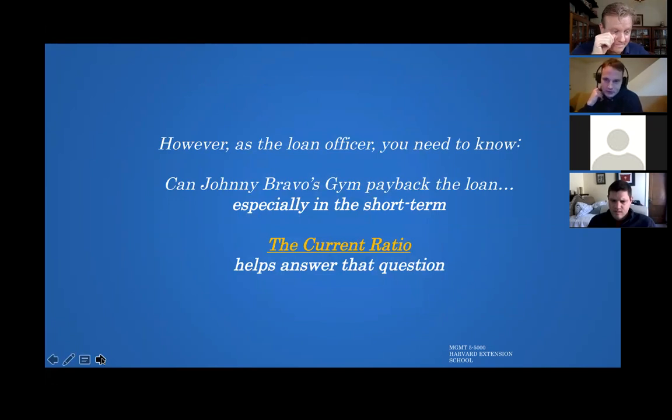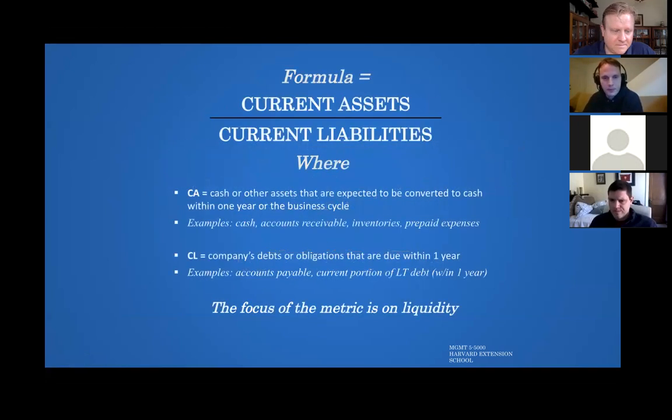So as the loan officer, you could take his word for it, or you really need to dive into the financials. So what you want to know is, can Johnny's gym actually pay back the loan in the short term? And the current ratio is an excellent ratio to answer that question. So go ahead and go for it.